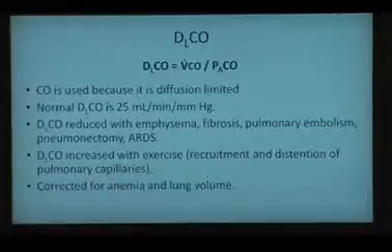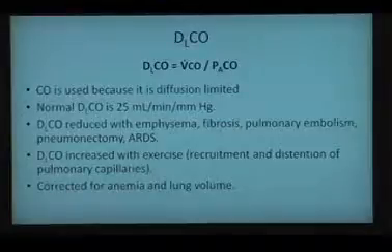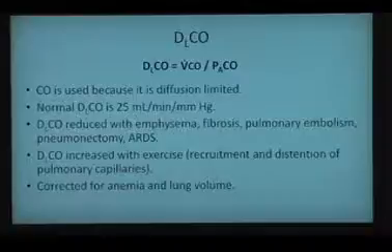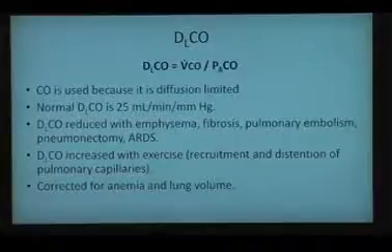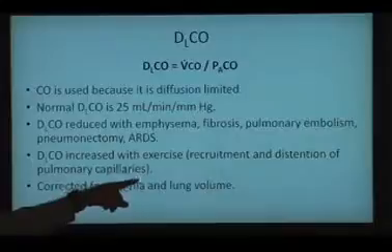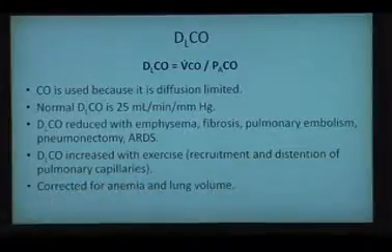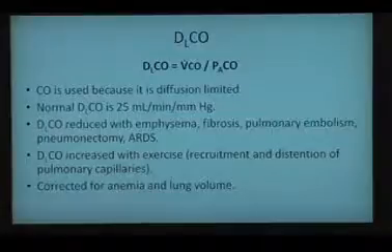So CO is used because CO is diffusion limited, as I pointed out before. Normal DLCO is about 25 milliliters per minute per millimeter of mercury. DLCO is reduced by things like emphysema, COPD, pulmonary fibrosis, pulmonary embolism, pneumonectomy, ARDS. DLCO is increased with exercise because there's recruitment and distension of pulmonary capillaries. So next month when we talk about pulmonary blood flow, we'll expand upon that a bit more.